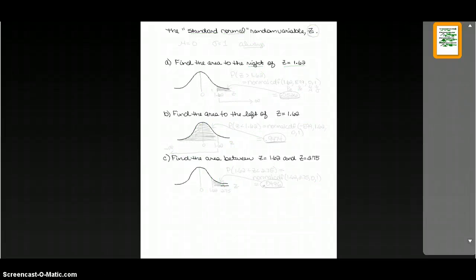Okay, so let's work on a problem in which we're working with the standard normal random variable z. When we talk about standard normal, we're always talking about the random variable z, and it is always true that the mean of the standard normal random variable z is 0, and the standard deviation, sigma, is 1, always.